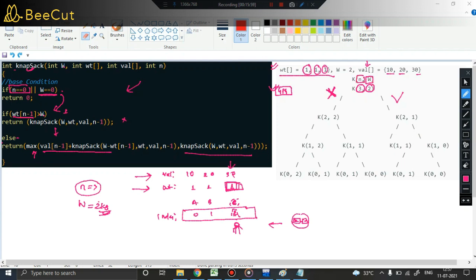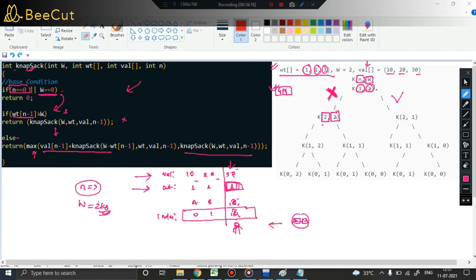So what are the changes that will be observed when you are rejecting? Whenever we are rejecting, the capacity of the knapsack remains the same. Capacity was 2, it will remain 2. And the number of items will be reduced by 1 because you are simply rejecting this item. You are considering the remaining items. Done.